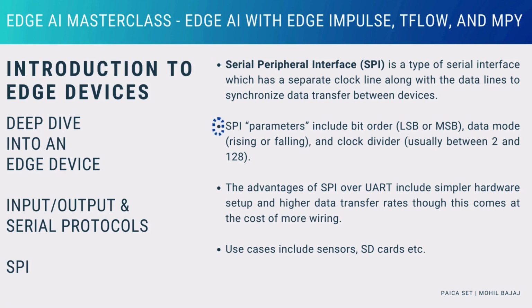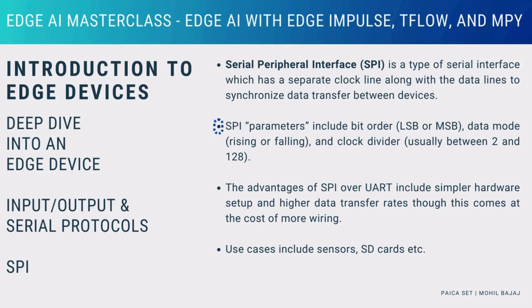Let's look at some terminology related to SPI now. The one which is common with the UART protocol is the bit order, which can either be LSB, or least significant bit first, or MSB, or most significant bit first. If you recall, LSB just means that the data is transferred from the rightmost bit to the left, and MSB means it is transferred from the leftmost bit to the right.